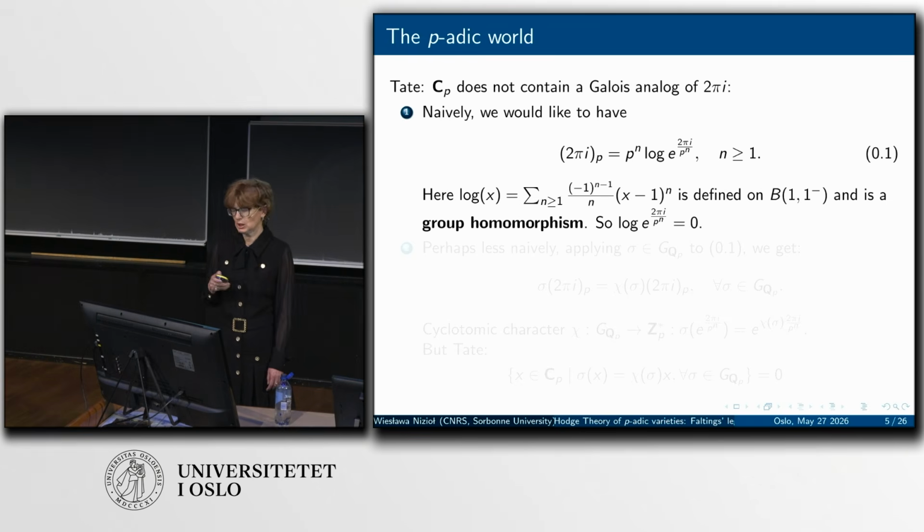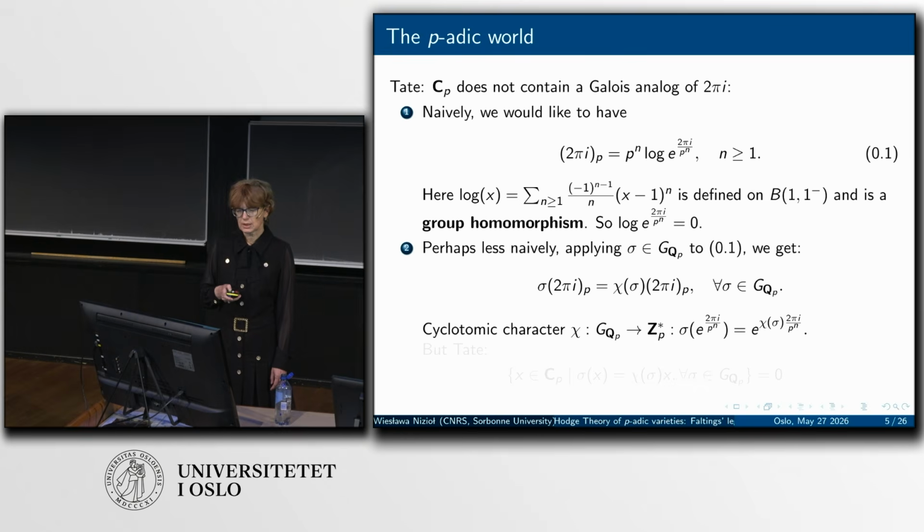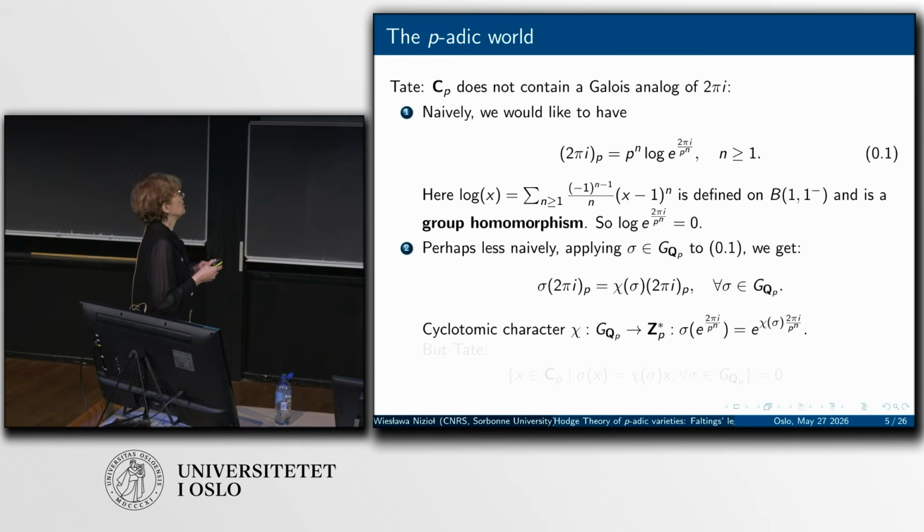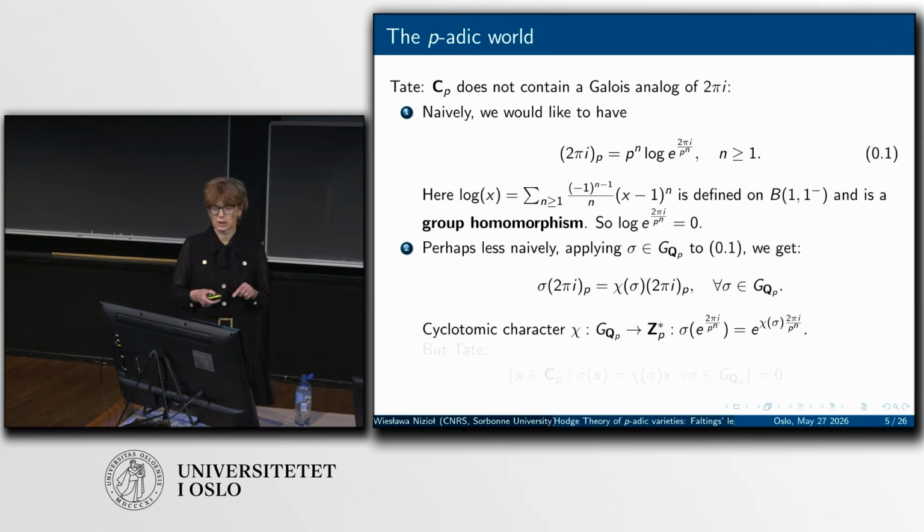So that was a very naive heuristic, but less naively. We are looking for an element in C_p, right? But C_p has a Galois action, so the question is how should this element 2 pi i_p actually transform under this Galois action? And if you look at this formula above, you could easily figure out that sigma in your Galois group should act by the cyclotomic character evaluated at sigma, and the cyclotomic character is the one you get by acting on roots of unity.